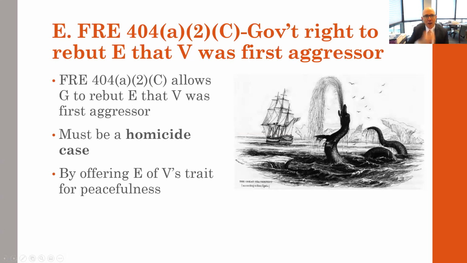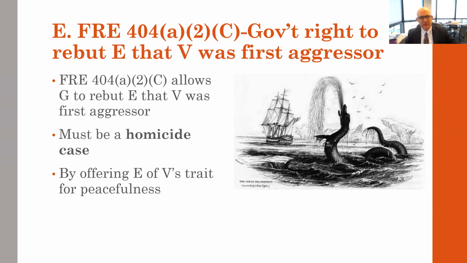Now, in a homicide case, another exception to the propensity rule is that the government has the right to rebut evidence that the victim was the first aggressor by presenting evidence of the victim's trait for peacefulness. This is in a homicide case. If we are arguing that the victim was the first aggressor, then the prosecution has the right to go ahead and offer evidence of the victim's trait for peacefulness.